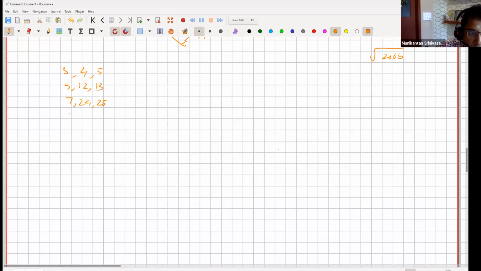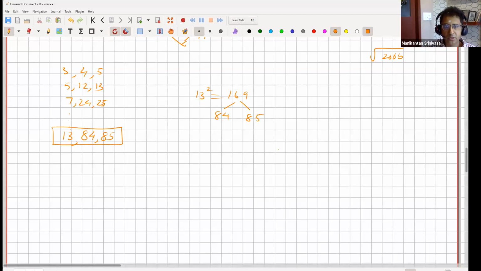So in general, I can start with any odd number, for example, an odd number like 13, right? And then 13 square is 169. I can divide 169 into 2 consecutive numbers, 84 and 85. That will be a triplet. So 13, 84, and 85 will be a triplet. Okay. So this is how we generate triplets, but this is not all the triplets.